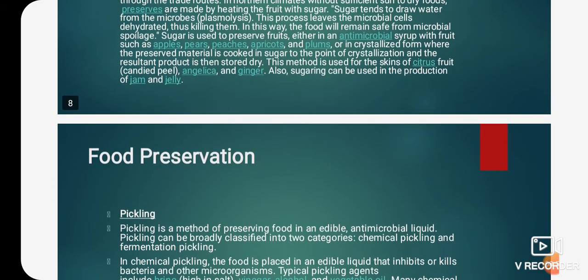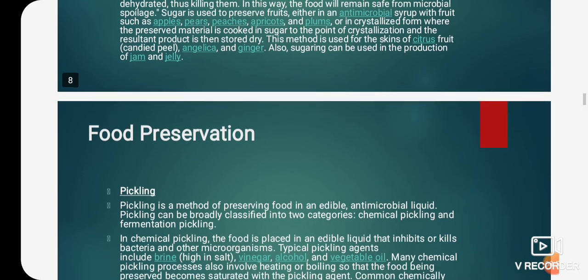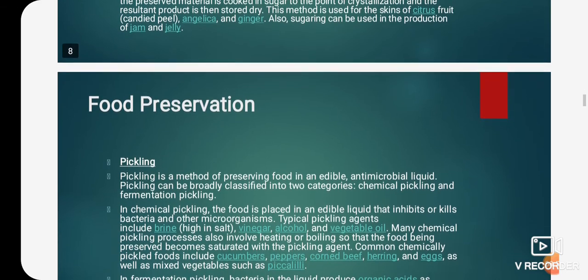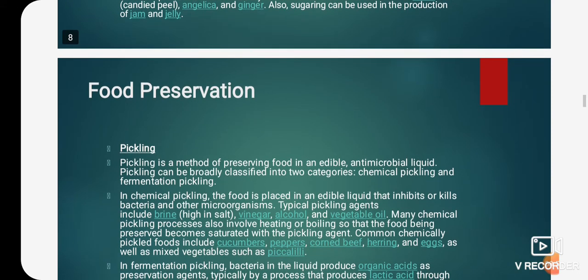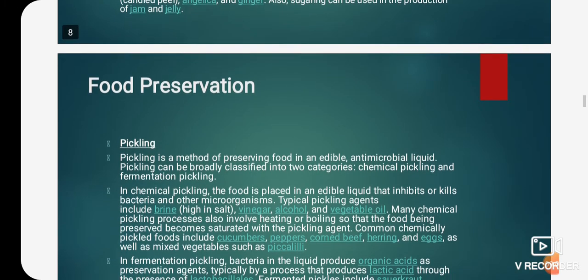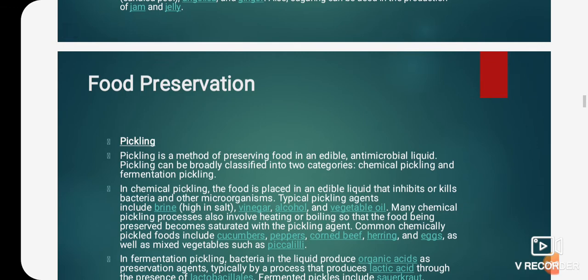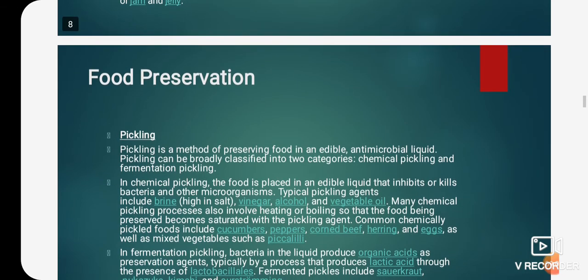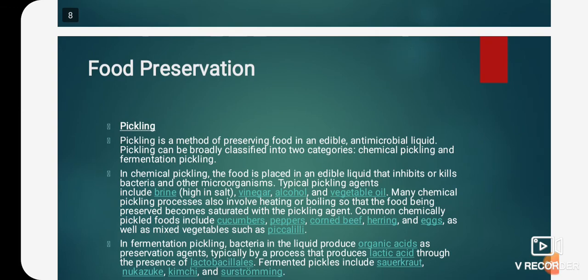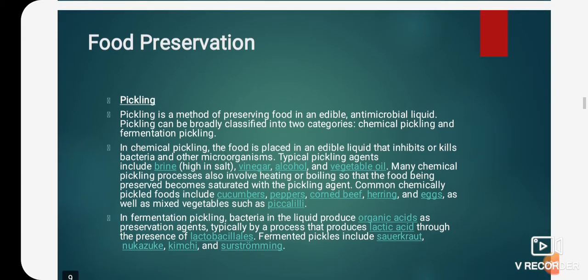So, students, the next process is pickling. Pickling is a method of preserving food in an edible antimicrobial liquid. Pickling can be broadly classified into two categories: chemical pickling and fermentation pickling. In chemical pickling, the food is placed in an edible liquid that inhibits or kills bacteria and other microorganisms.